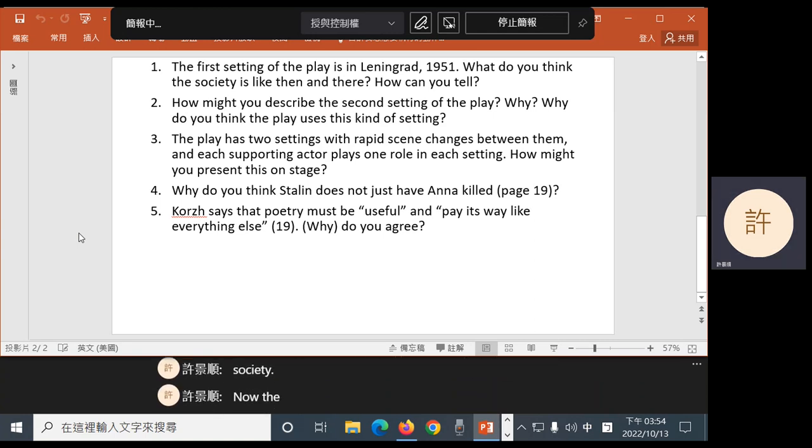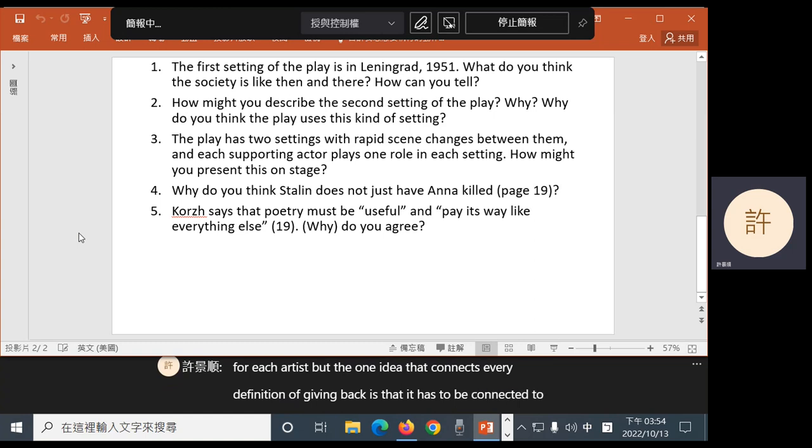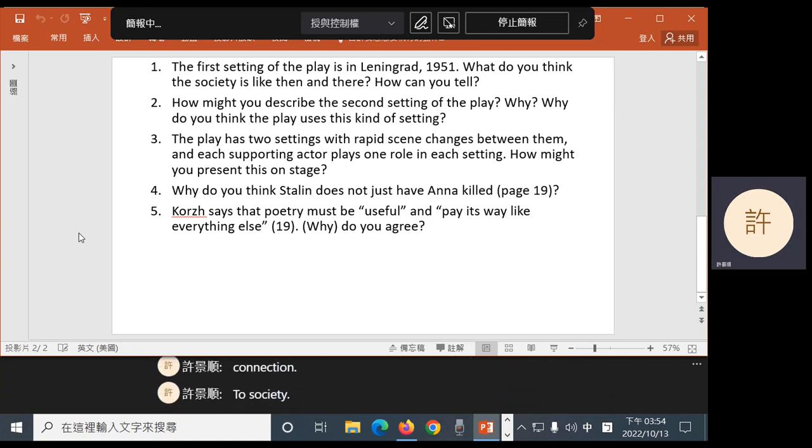Now, the definition of giving back can be very different for each artist. But the one idea that connects every definition of giving back is that it has to be connected to society in some way. It could reflect society. It could critique society, criticize. It could have an associative relation, 横向联系, with society. It can negate society, which is to go opposite to social values. But there has to be some kind of connection to society.